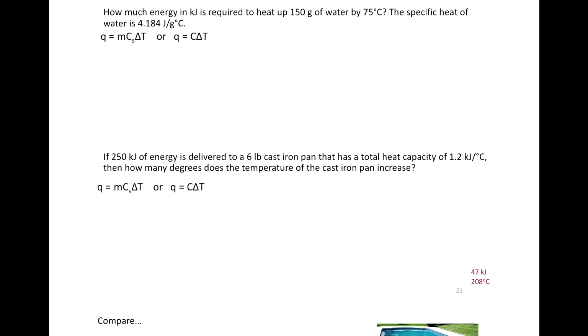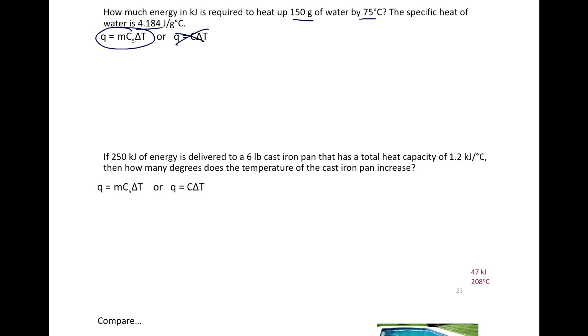So let's do a couple calculations with our new Q equations, but we need to be careful that we use the correct one because I showed you two of them. One of them has specific heat, one of them has heat capacity. So based upon this question, which one are we going to use? How much energy in kilojoules is required to heat up 150 grams of water by 75 degrees? The specific heat of water is 4.184. Which equation are we going to use? Q equals mcΔT or Q equals CΔT? mcΔT, yes. Why? Because we have a gram amount of water and we have the specific heat of water. We're not going to use heat capacity.